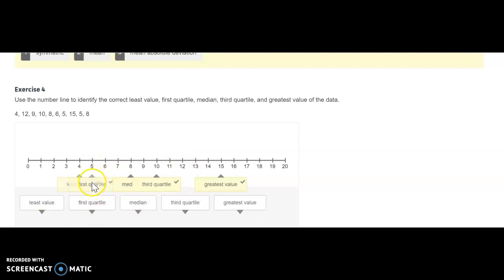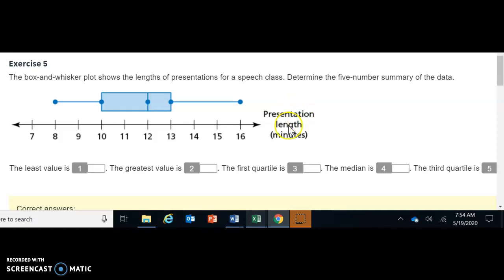Your first quartile is going to be the numbers that come first, and then your third quartile is going to be after your median. Okay, we have a box and whisker plot. Okay, so we're going to plot our numbers, and we're going to put our presentation times in, and we want to know what the length of the presentation times are. So when we look at our first dot, this is our least. Our least value is going to be 8. The smallest value that somebody presented, it was 8 minutes. The longest value would be 16 minutes.